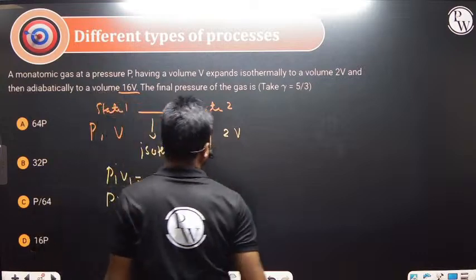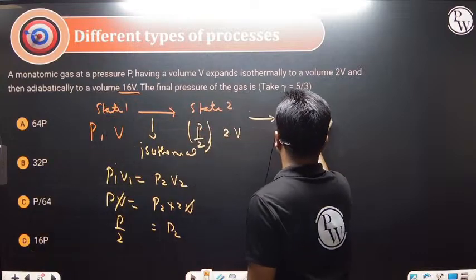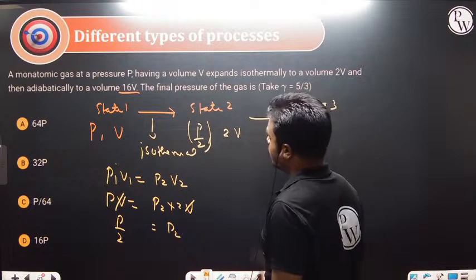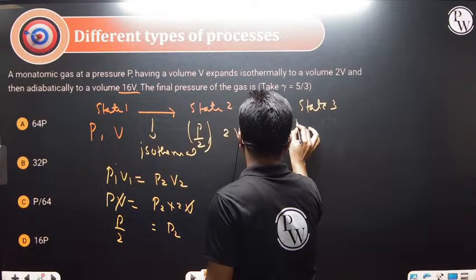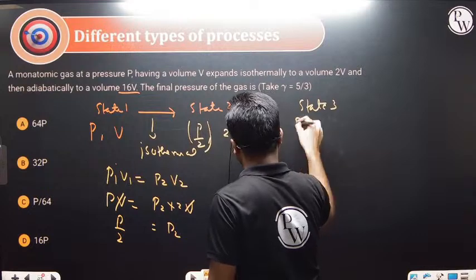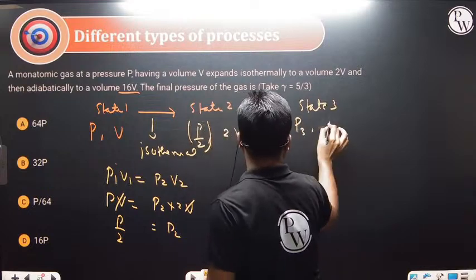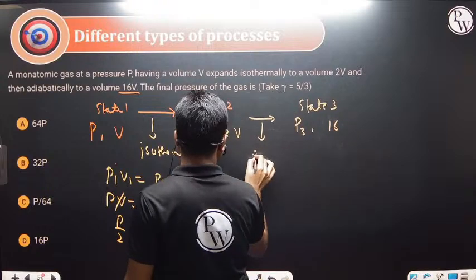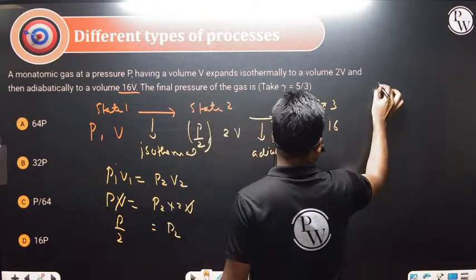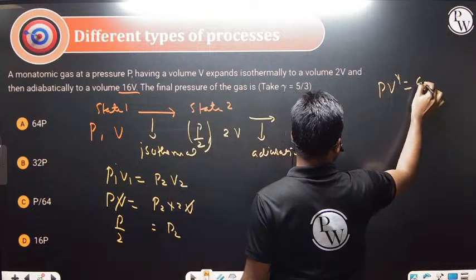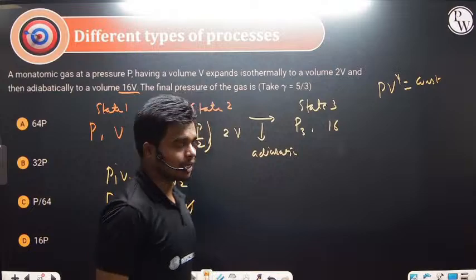Next, what is the state 3 of the gas we have? State 3 of the gas, adiabatically to volume 16V. Initially the pressure is P by 2, now the pressure is, let's say, P3, and the volume is 16V. What is the process from here? Adiabatic. And for an adiabatic process we have PV to the power gamma equals constant.